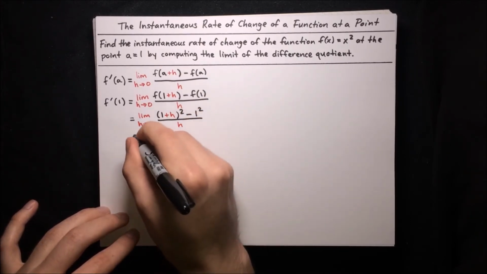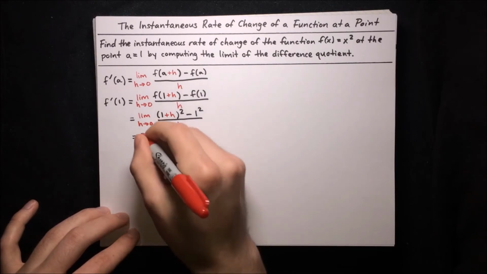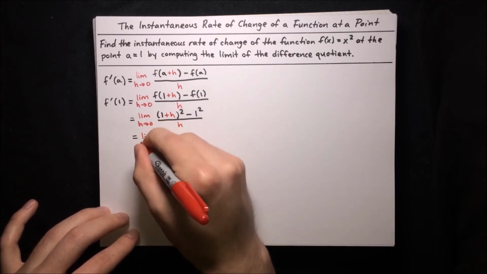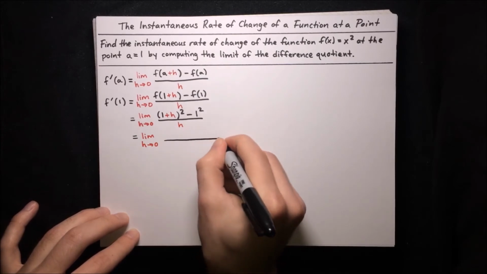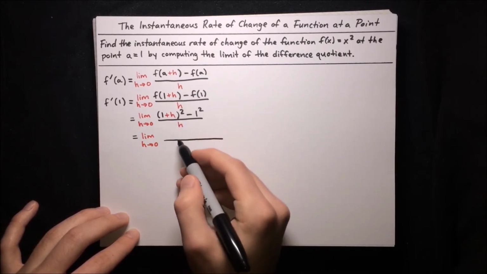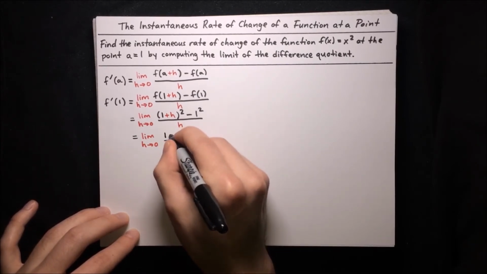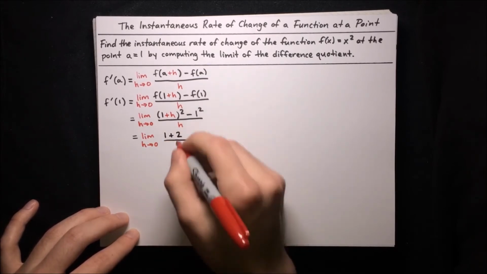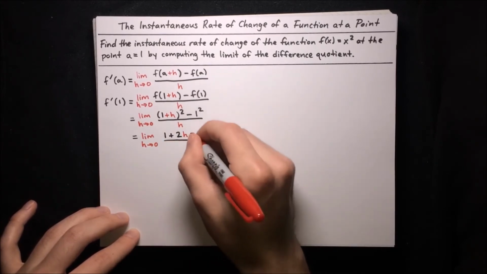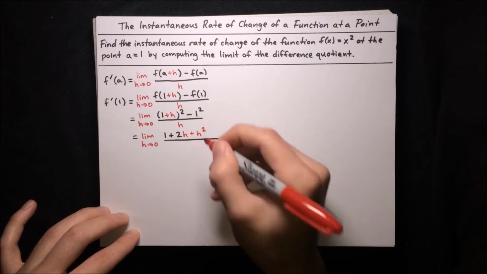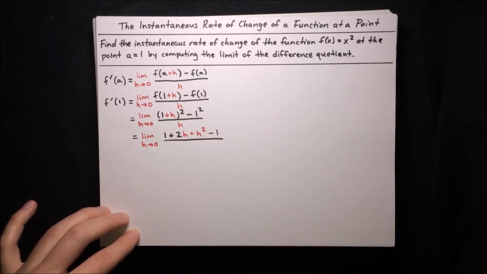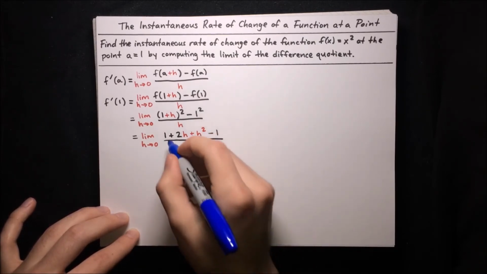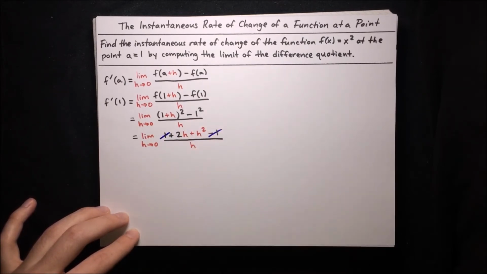All right, so we just go ahead and keep on simplifying. This is the limit as h approaches 0 of the numerator. Let's go ahead and expand out that 1 plus h squared. This is just 1 plus 2h, then plus h squared. And then we've got our minus 1 from the f of 1 at the end. And that's all over h. Now we see that some things cancel here. We've got a 1 and a minus 1 that cancel.